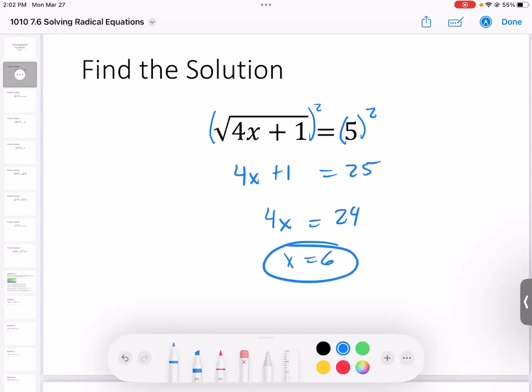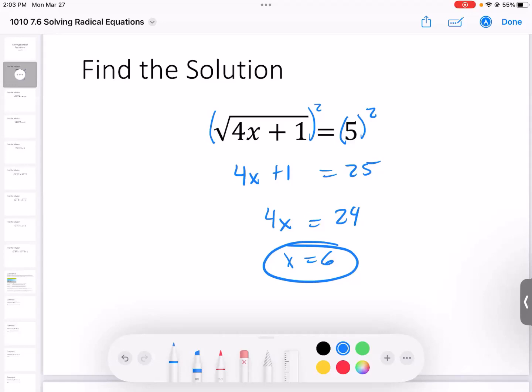So this is a potential solution, but you always need to check and make sure that it actually makes the equation true, because it is possible that you may end up with extraneous solutions. So in this case, if x equals 6, we plug it back in and we say 4 times 6 is 24. Add 1, that's 25. The square root of 25 does equal 5, so we're good.